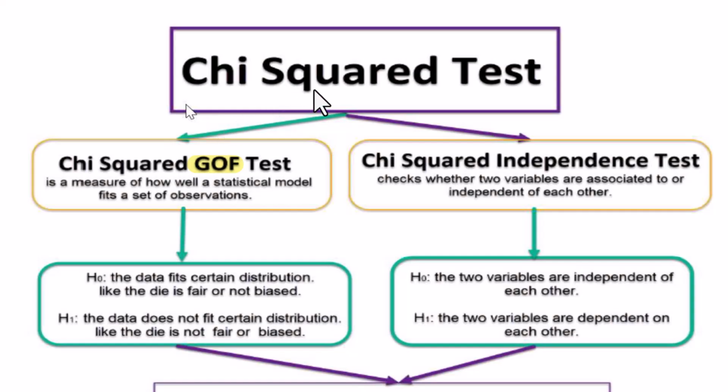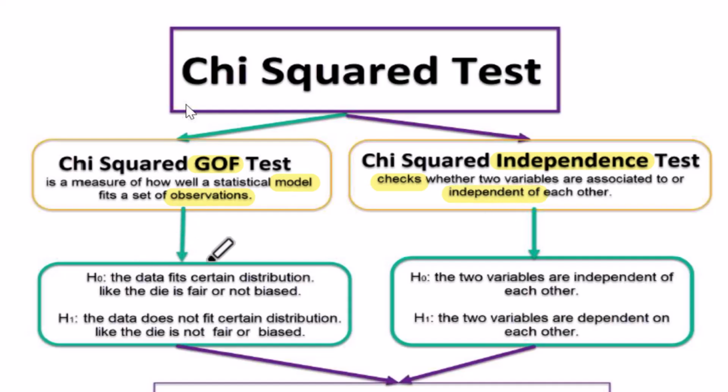This video is about the chi-squared GOF test. We already learned the chi-squared independence test. The GOF test is a measure of how well a statistical model fits a set of observations. The chi-squared independence test checks whether two variables are associated with or independent of each other.